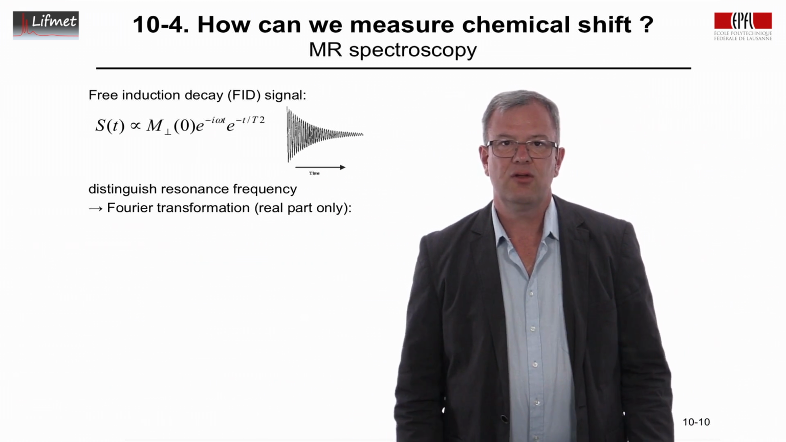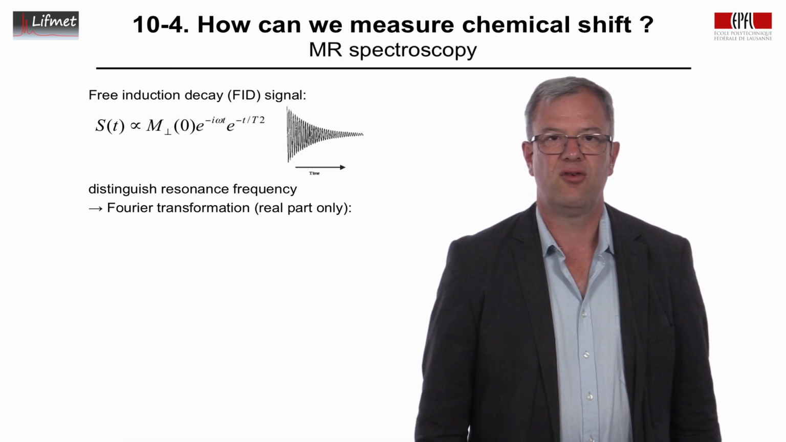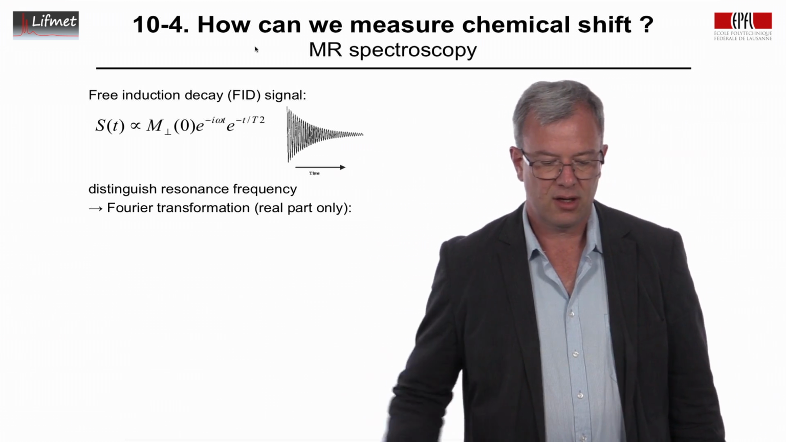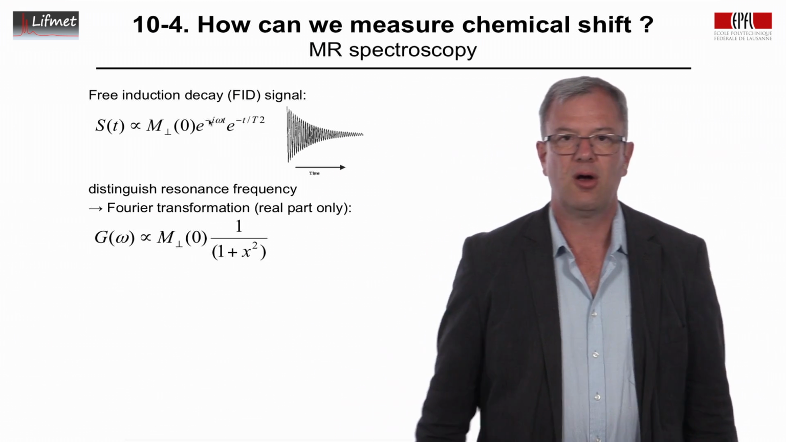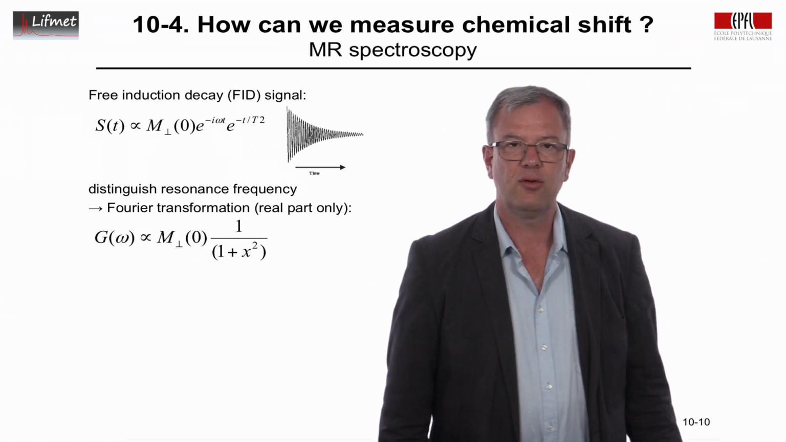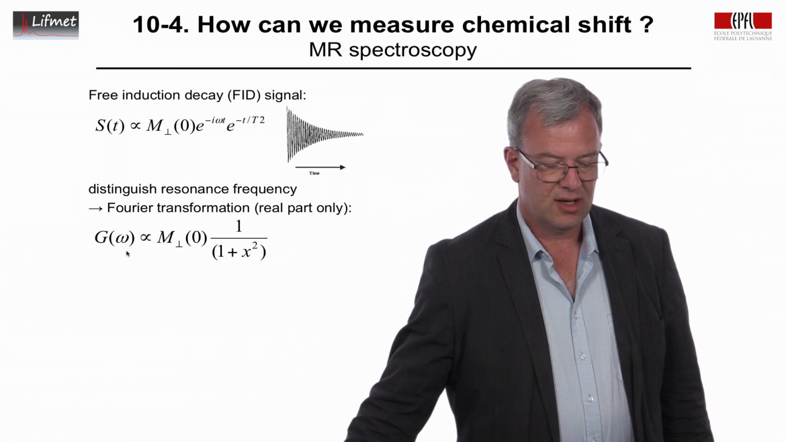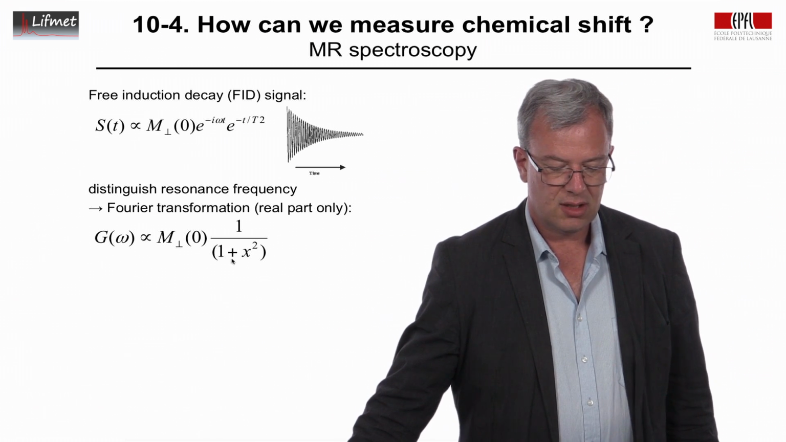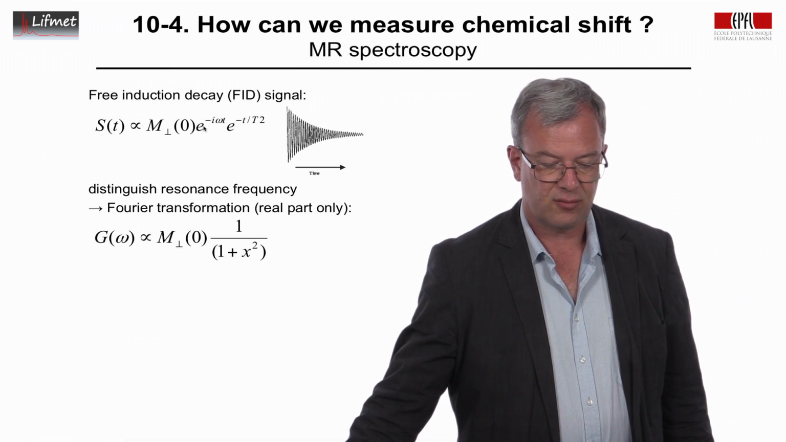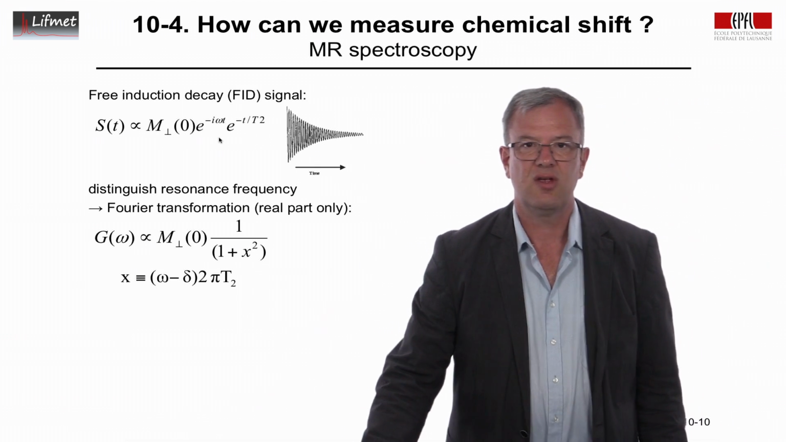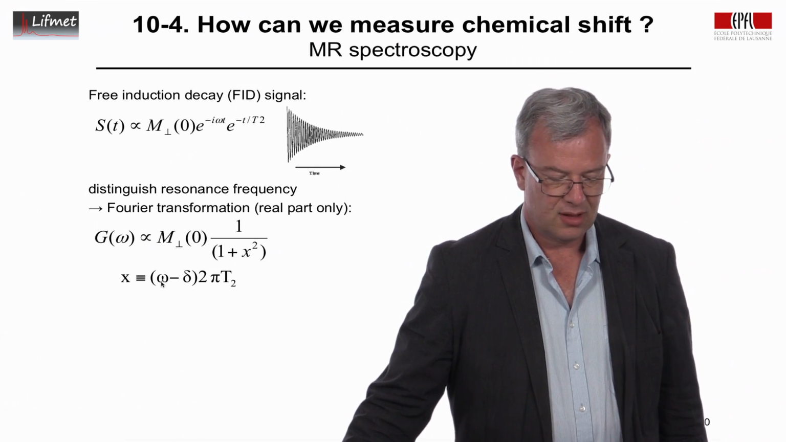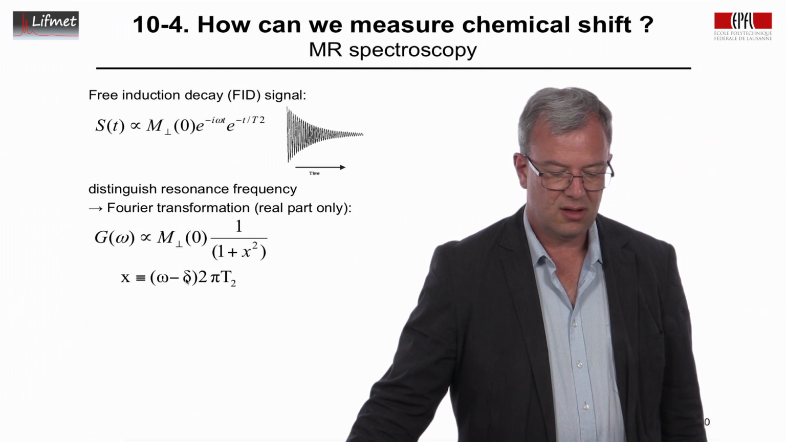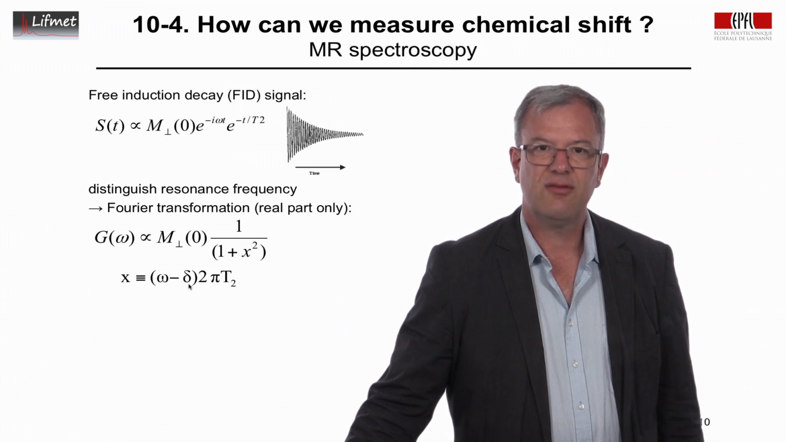And so what is used here is the Fourier transformation. I'll show you the Fourier transformation of this function, but only the real part. We're not going to take the full expression, we're just interested in the fact that the Fourier transformation is proportional to the transverse magnetization at time 0 times this function here, which is the Fourier transformation of this term. And x here is given by the frequency, that's the argument, minus the chemical shift, that's the exact resonance frequency of our compound, times 2 pi times T2.